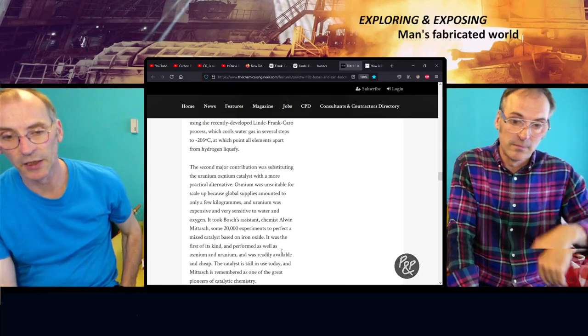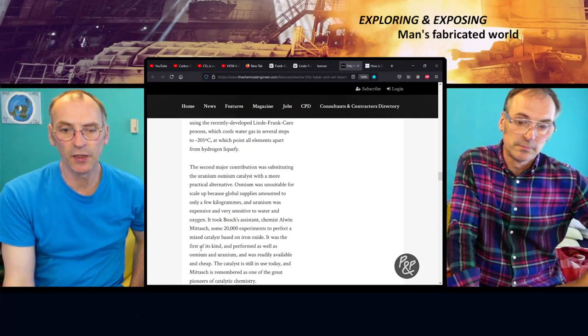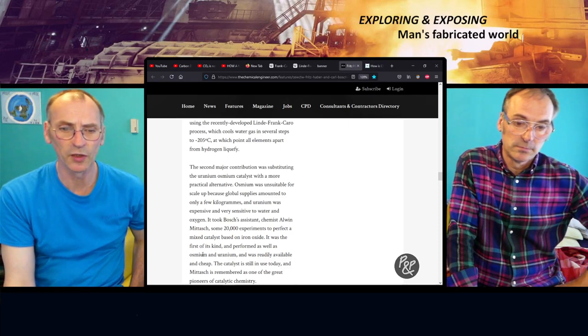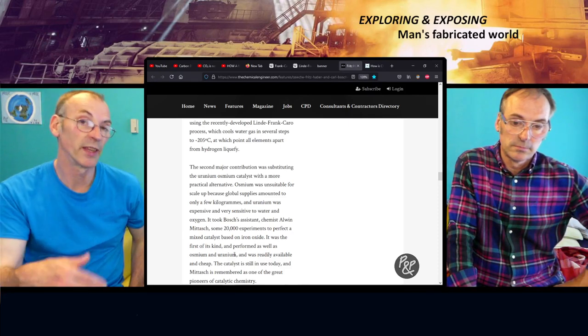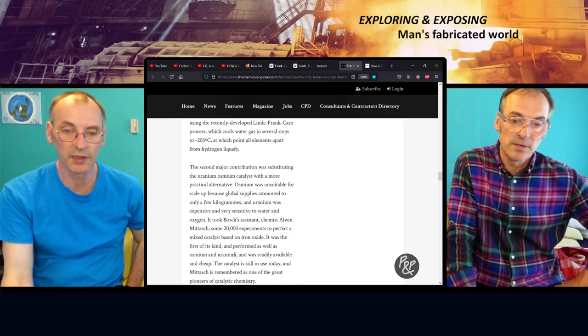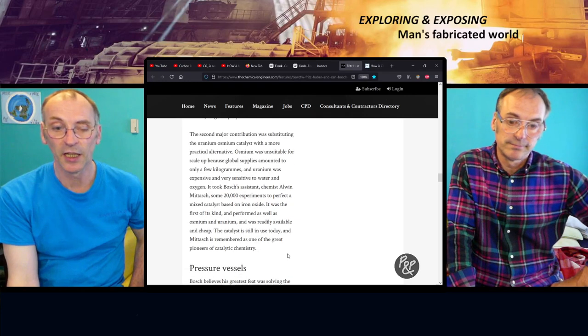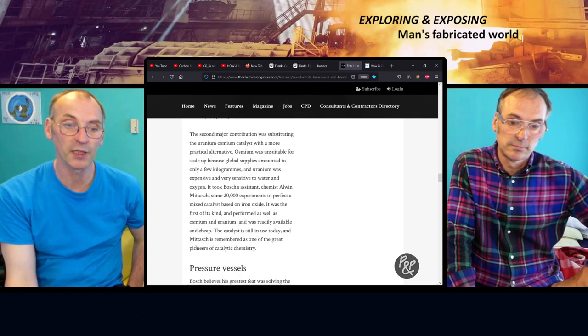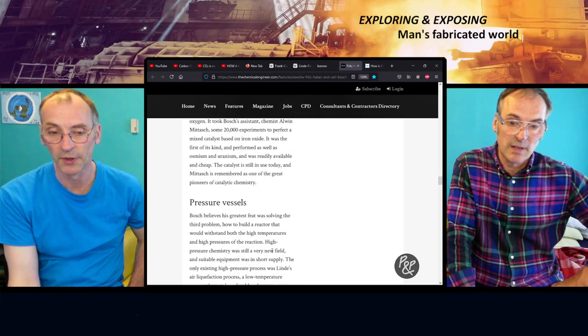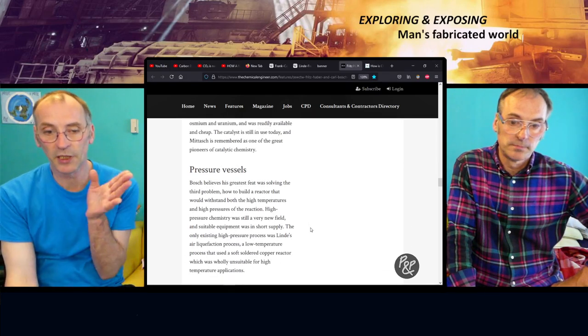The catalyst was the first of its kind and performed as well as osmium and uranium, because that's what they tried, but they were too expensive. It was readily available and cheap. The catalyst is still in use today, and Mittasch is remembered as one of the great pioneers of catalytic chemistry. Very good, but let's carry on.